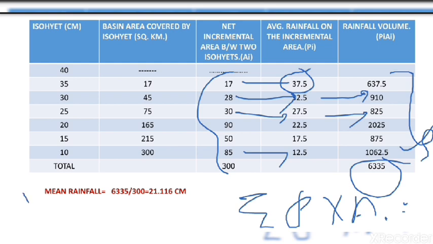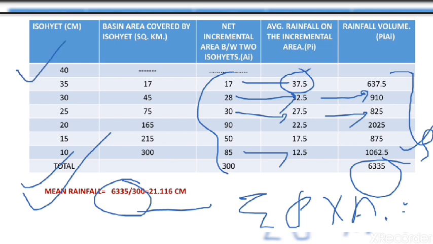So, the summation of all this, summation of P into A, will become 6335. So, as per our formula, mean rainfall will be the summation of Pi into Ai divided by the total basin area. That means 6335 divided by 300. It will become 21.116 centimeter. That means the mean rainfall is 21.116 centimeter. It is a very important example, frequently asked in our examination. Okay, thank you.